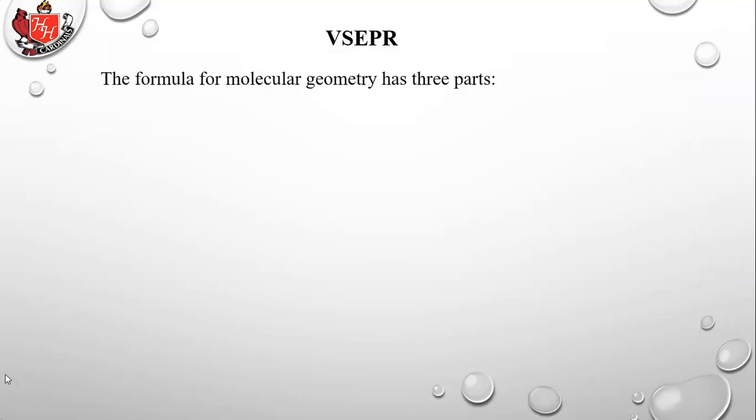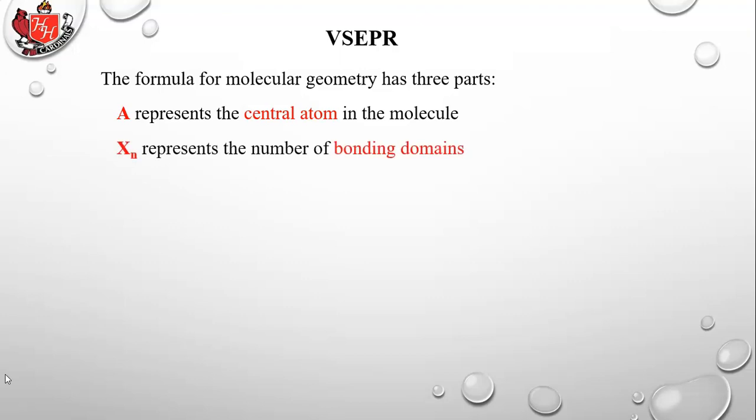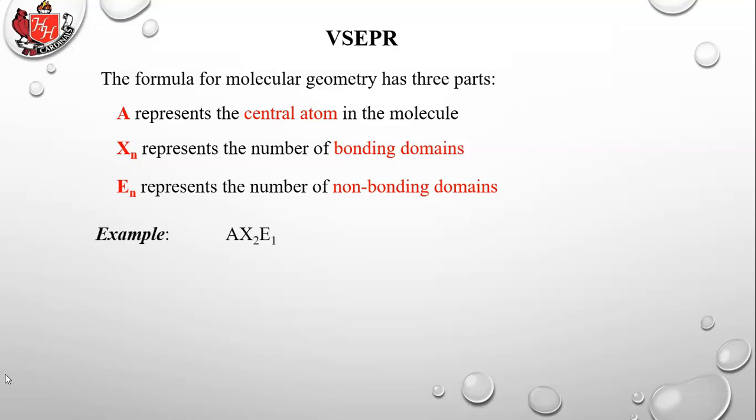The formula for molecular geometry has three parts. A represents the central atom in the molecule. Xn represents the number of bonding domains. And En represents the number of non-bonding domains, that is lone pairs. So here's an example: AX2E1.